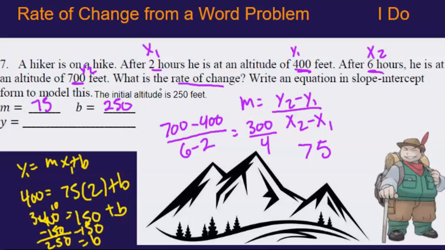A lot of times they will not give you the initial value for b, and you'll have to find it. You could use this formula, or you could use the point slope formula. So our equation is y equals 75x plus 250.